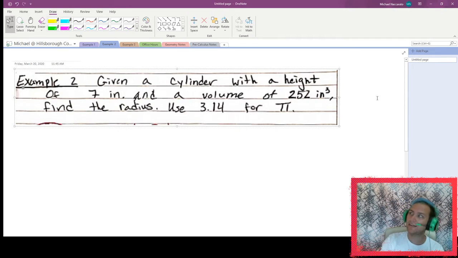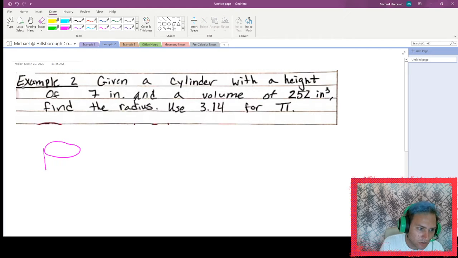If they say use exact, then you don't use anything for pi. You leave it as pi. So just, again, be careful with that as you're going through that. Make sure that you're paying attention to what that's asking you. Okay, so we want to find this cylinder. So I think the first thing that we ultimately have to do is we got to draw a cylinder, right? So I'm going to draw a circle, go straight down, draw my circle shape on the bottom. Done.